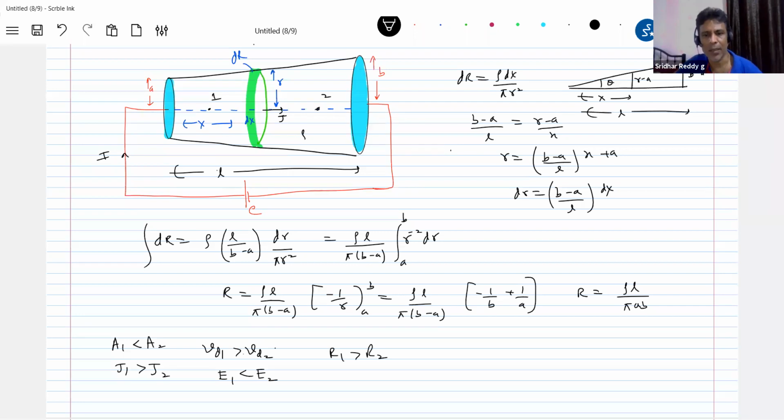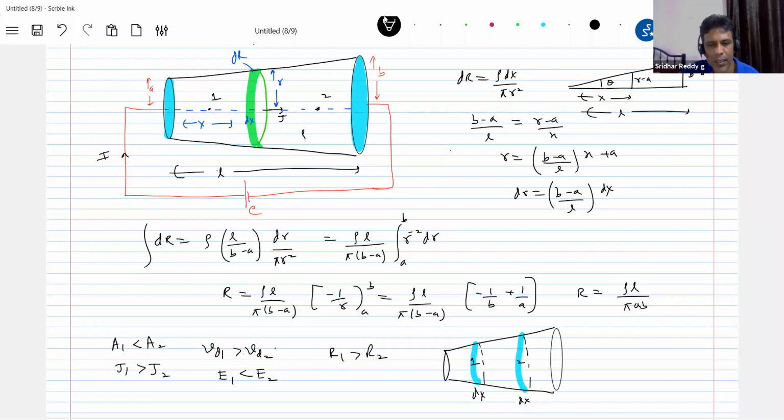Provided similar elements I'm picking up. Let me give one rough diagram. These are the two identical elements we picked up, of the same thickness, and then we are comparing them. This is element 1, this is element 2. What about the power dissipated in those elements? Where the current is the same through them, where resistance is more, power is more. So P1 greater than P2.